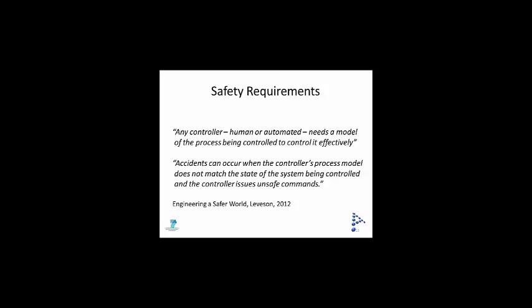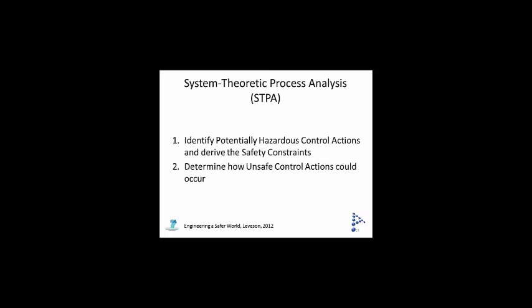Accidents can occur when the controller's process model does not match the state of the system being controlled, and the controller issues unsafe commands. This is a very interesting book that's available online. So this is the fundamental philosophy about how we determine these high-level properties of the system. And we use a system called System Theoretic Process Analysis, STPA, which is also described in the book. Identify potentially hazardous control actions, and then derive the safety constraints from that. And then determine how these unsafe control actions can occur.